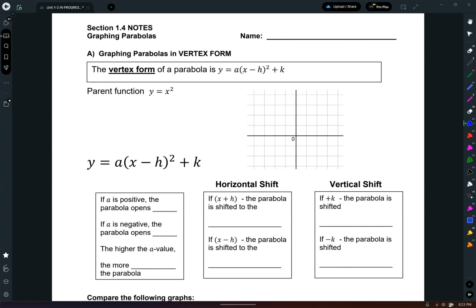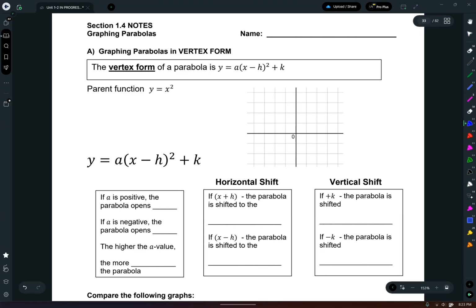This is section 1.4 in pre-calculus. So this is kind of all things parabolas that you would have looked at in Algebra 2. This was a big topic in Algebra 2, and it's pretty big in pre-calculus, but we're going to try and simplify it down to the basics.